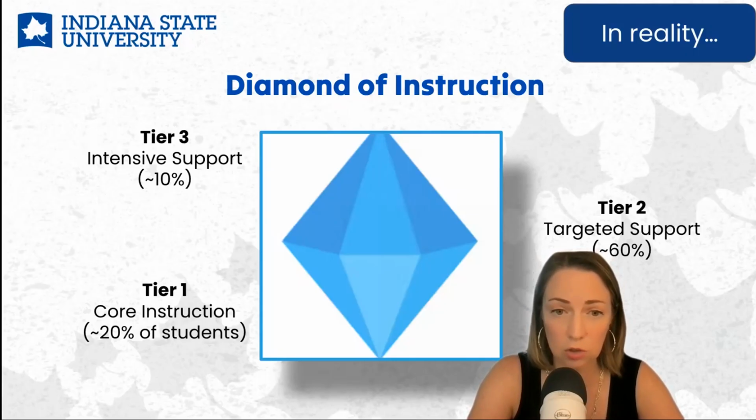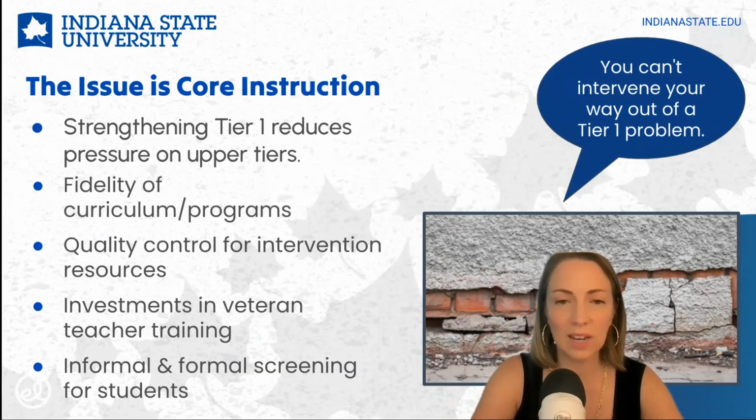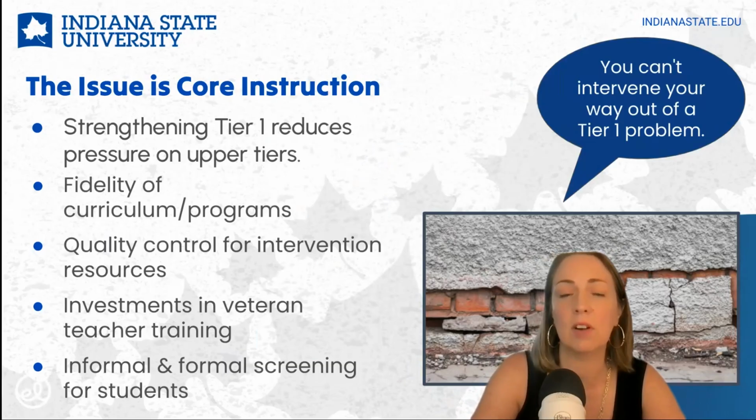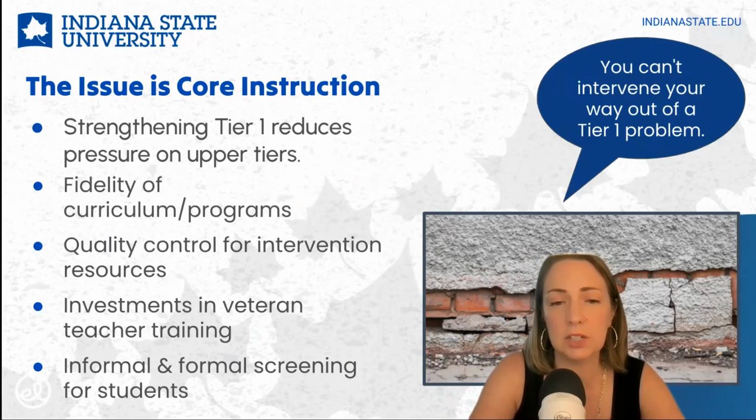So I like to say it this way: we cannot intervene our way out of a tier 1 problem. If 70% of our students need additional literacy support, they will not get it through intervention because we physically don't have the capacity to support them. So the focus has to come on tier 1 instruction across the content areas.